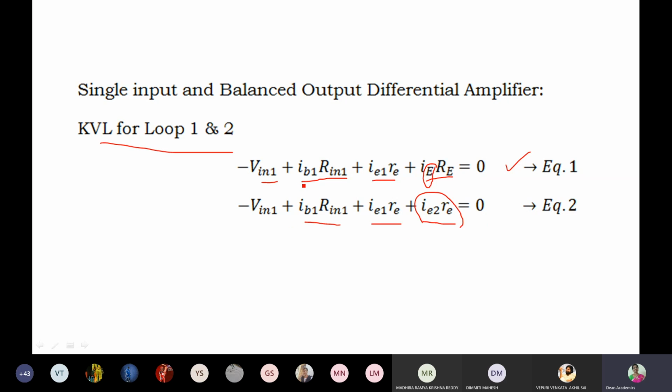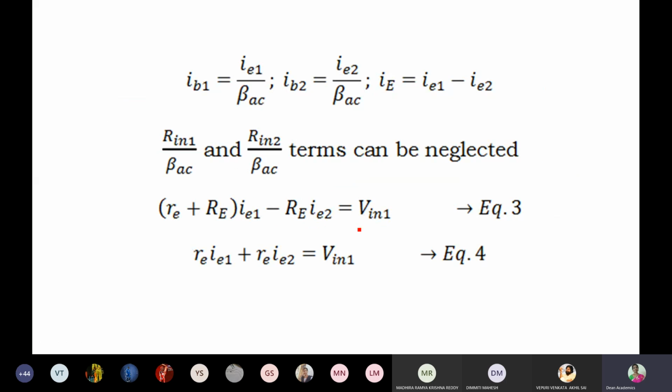Now you can observe, as usual, IB1 can be expressed in terms of IE1. You rearrange this and take the constant terms to the right hand side of the equal sign, and you get equations in terms of IE1 and IE2, equation 2 also in terms of IE1 and IE2. Finally, IB1 is equal to IE1 by beta AC, and IB2 is equal to IE2 by beta AC.